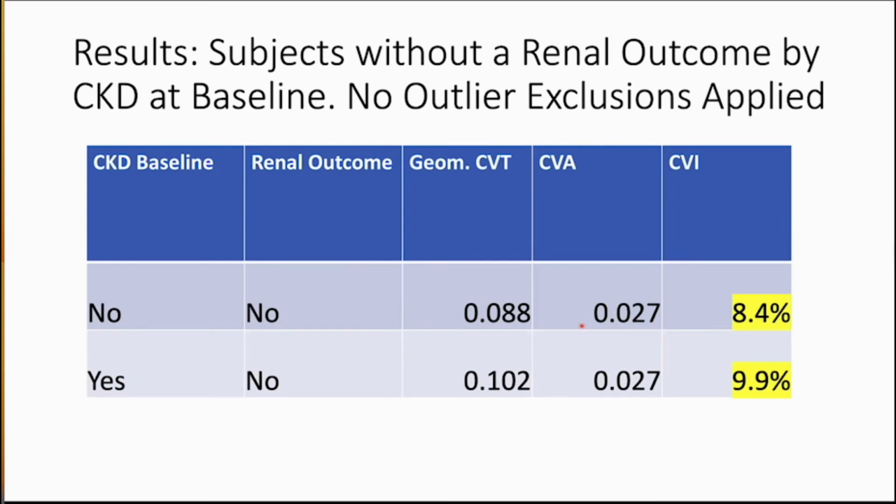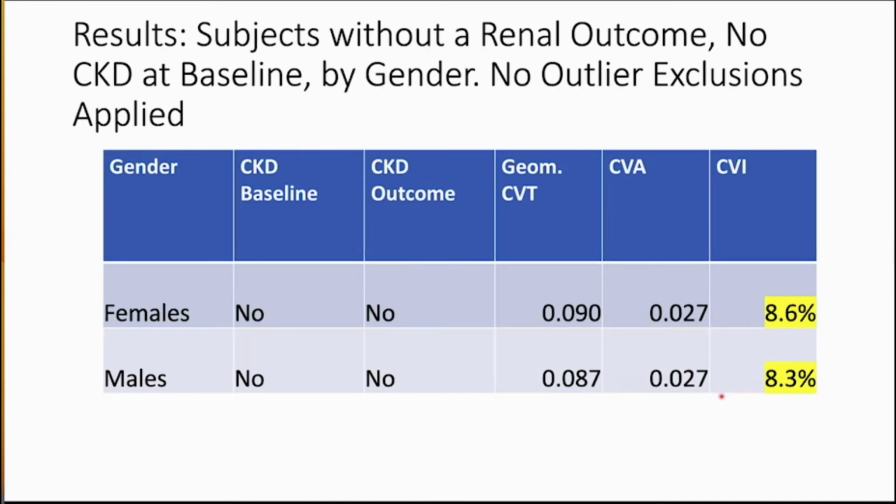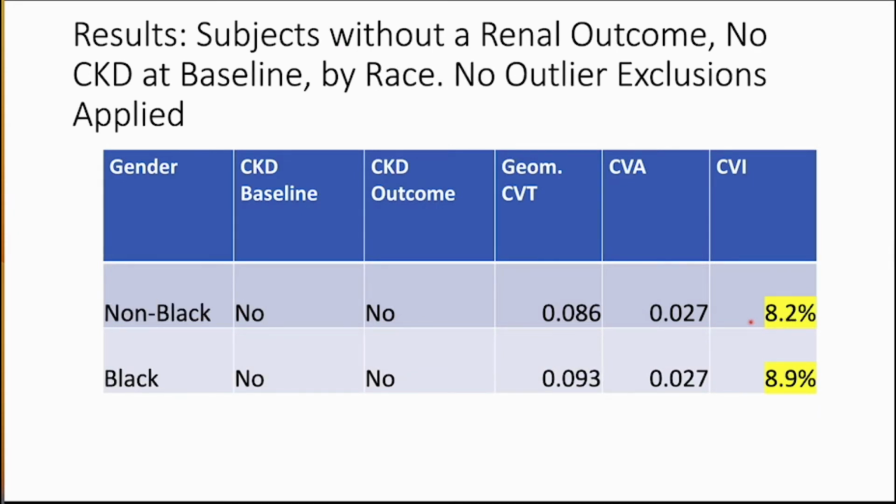So again, the answer to the question, what's the biological variation in this population, is that it's somewhere around 8.4% if we don't exclude outliers, and 9.9% if we exclude outliers. I'm just going to quickly go through some slides here. Interestingly, and this has been seen in other studies, the biological variation in creatinine in females is slightly higher than it is in males. This is seen not only in this study, but it's also been reported in studies of normal individuals. I don't know if anybody knows why that is, but females tend to have higher biological variation.